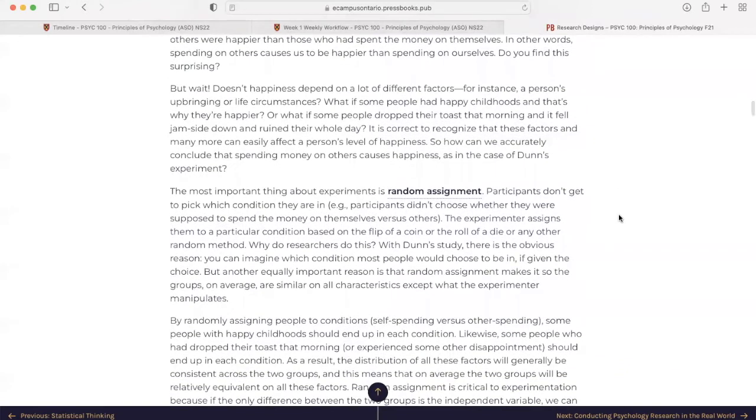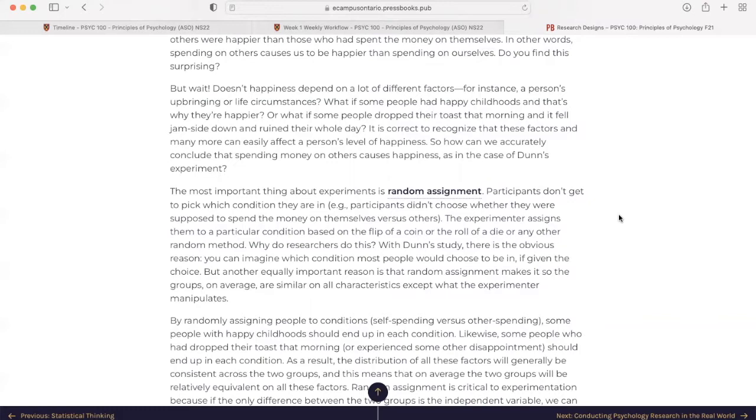The most important thing about experiments is random assignment. Our participants don't get to pick which condition they are in. Participants didn't choose whether they were supposed to spend the money on themselves versus the other. The experimenter assigns them to a particular condition based on the flip of a coin, or the roll of a dice, or any other random method.